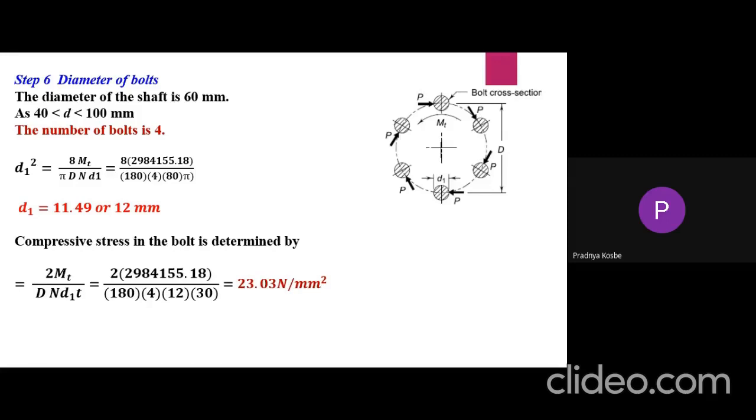So you can see over here, tau is equal to 2mt divided by D n d1 into t. And after putting all these values, 2mt already we have calculated. Pitch circle diameter for the bolt is 180, number of bolts 4, d1 is 12 mm, already calculated, that is the diameter of the bolt, and thickness of the flange is 30. So it is 23.03 Newton per mm square compressive stress developed.